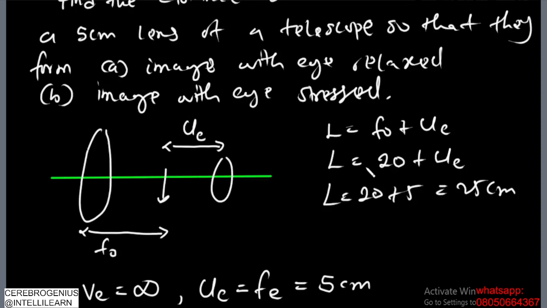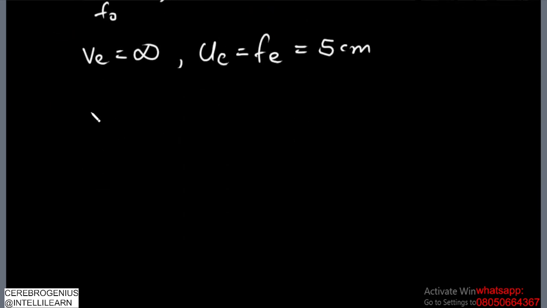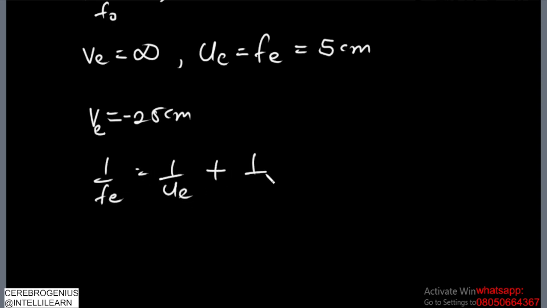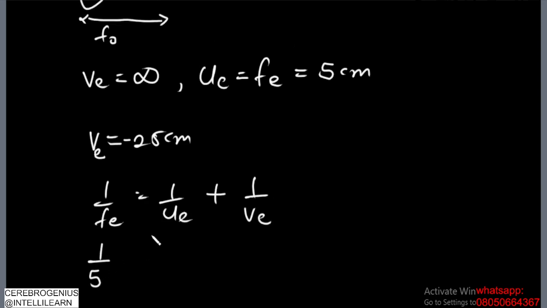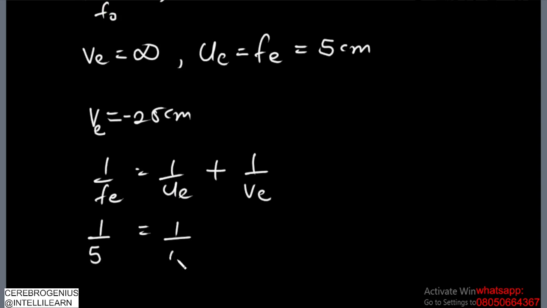So now what's going to happen? We are still using it to view a distant object, but the image, when the eye is stressed, so what's going to happen when the eye is stressed? That means that our V is going to be what? 25 centimeter, right? The final distance is 25 centimeter, but it's negative because it's forming a virtual image. So we need UE. So we say 1 over FE equals 1 over UE plus 1 over VE. So this is what? 1 over 5. Is that 5? Yes. 1 over 5 equals 1 over UE minus 1 over 25.